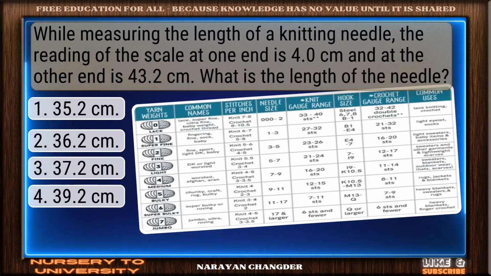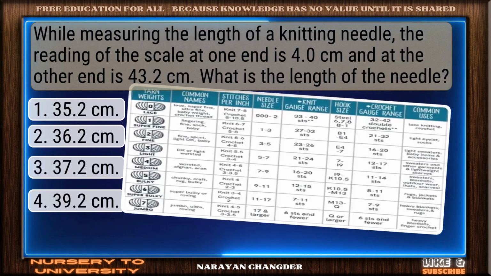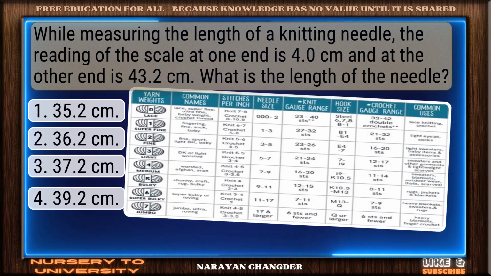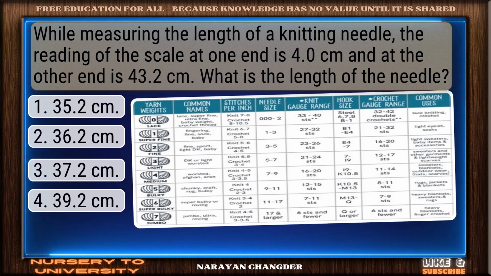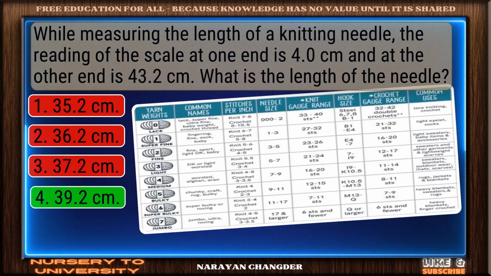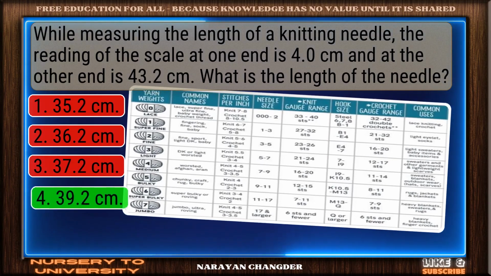While measuring the length of a knitting needle, the reading of the scale at one end is 4.0 cm and at the other end is 43.2 cm. What is the length of the needle? 39.2 cms is the answer.